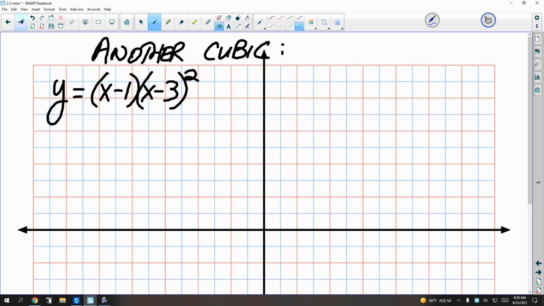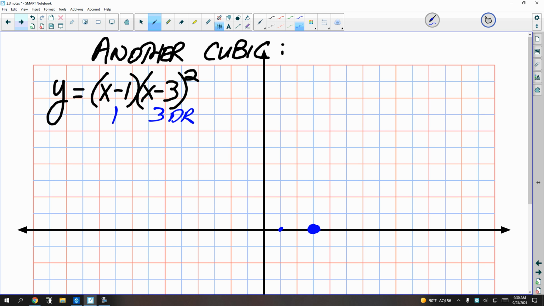Are you ready? So if I plugged it equal to 0, this would be 1, duh. And this would be 3. But 3 is a double root, so I'm going to put a DR there. Okay? So I'm going to put a dot at 1, and I'm going to put a special dot, or a bigger dot, at 3, because it's a double root.